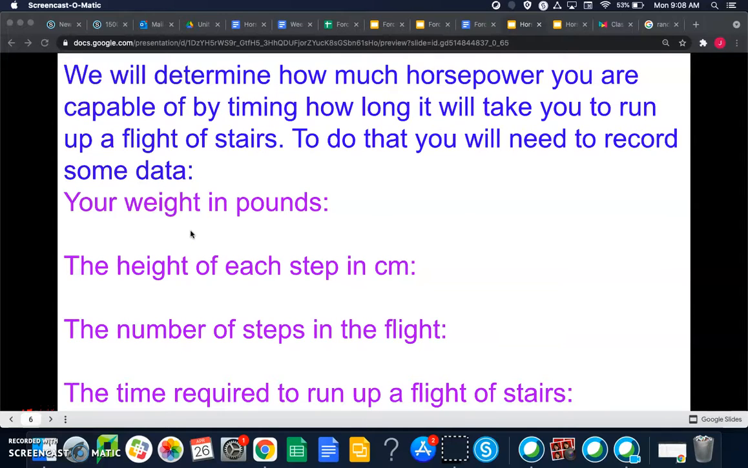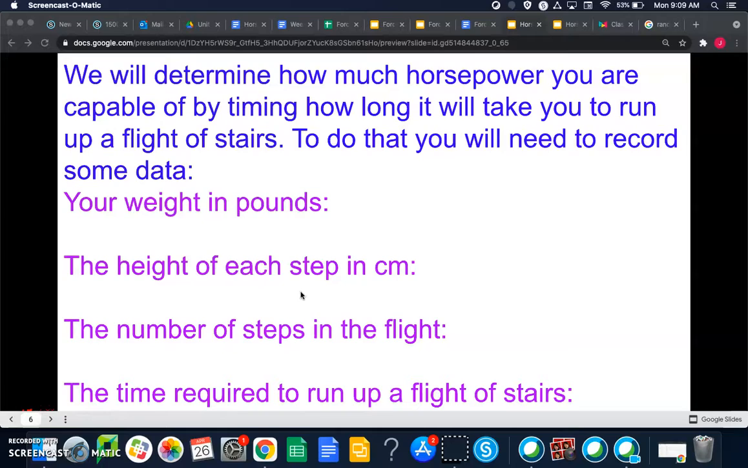The height of each step in centimeters. You need to find a staircase because you're going to be running up a flight of stairs. So you need to calculate the height of each step in centimeters. You'll need a ruler or a meter stick or a tape measure, something that you can use to measure the height of the stairs.